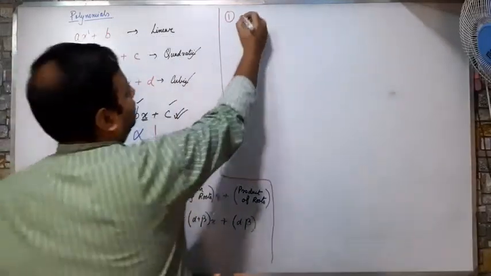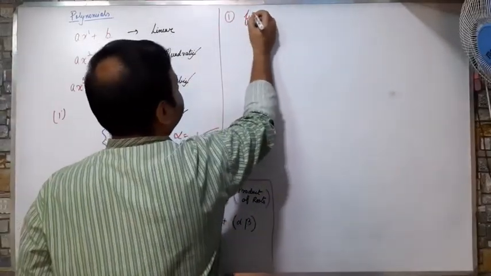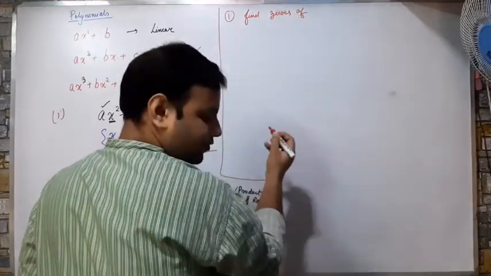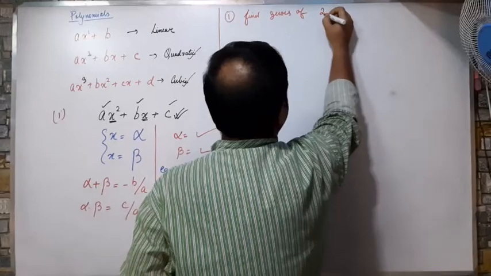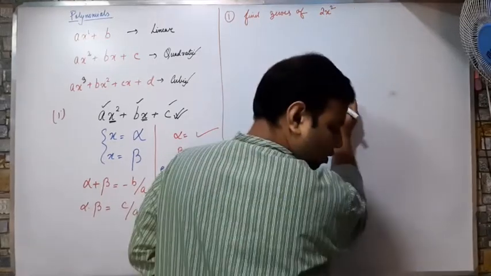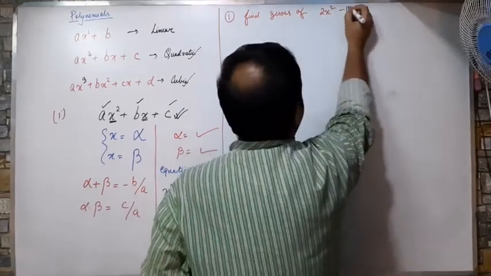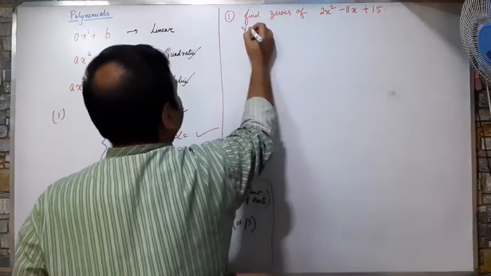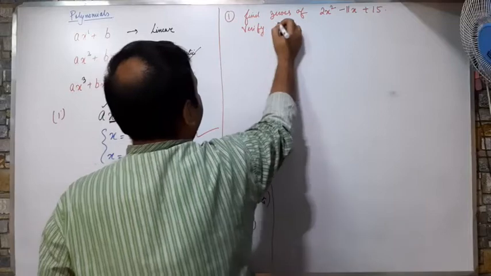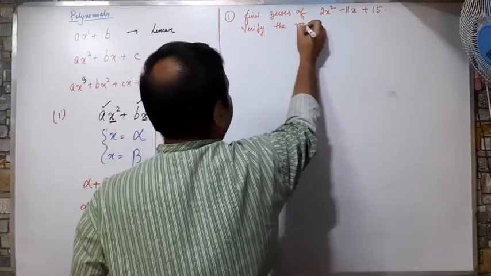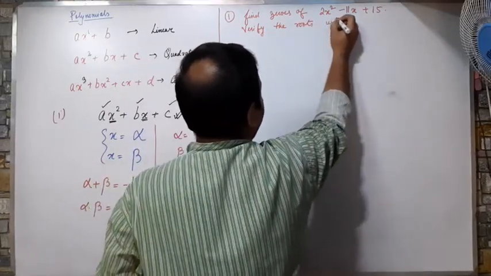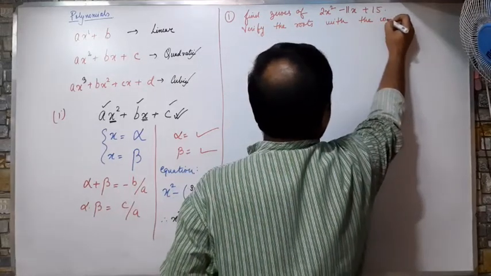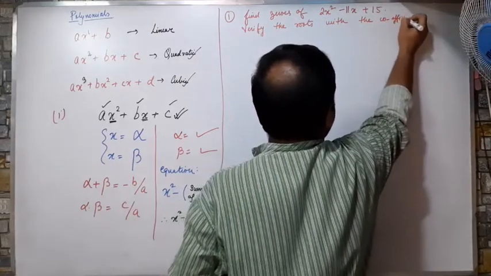First question, find zeros of 2x square minus 11x plus 15. Verify the roots with the coefficients.